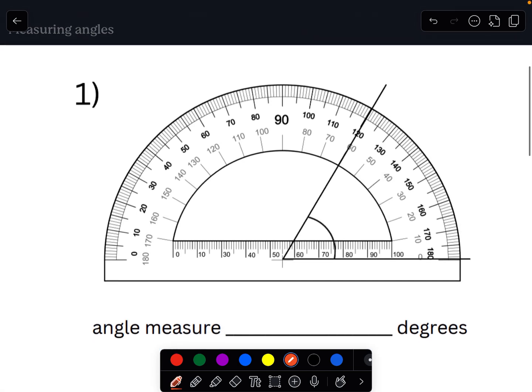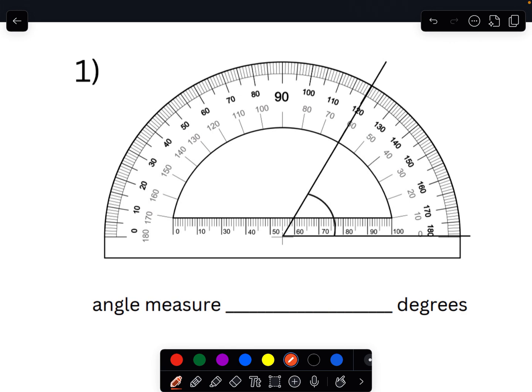All right, let's talk about measuring angles. I think this is something that's pretty fun, and I hope you do too. Now, in my math group, we have been measuring angles using actual protractors. So before we even start, let's talk about what an angle is.